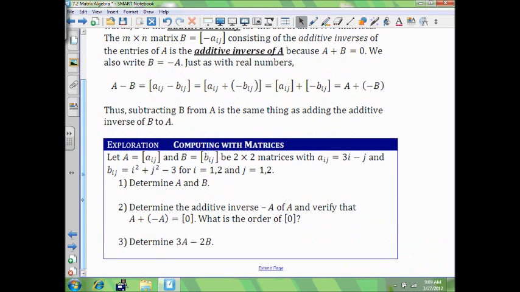So when we do this, we take matrix A minus matrix B. That means matrix A minus matrix B is the same thing as matrix A plus the opposite of matrix B. So we could have used that on the previous example too.